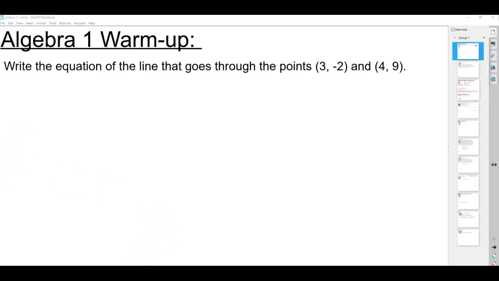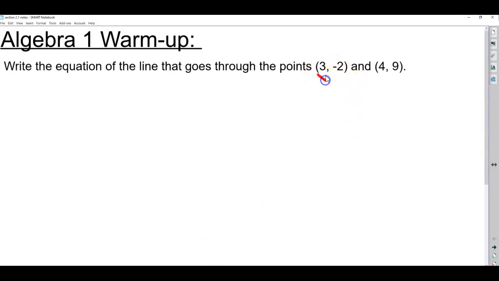Okay, so we've got the Algebra One warm up. Write the equation of a line that goes through the 2 points. Well, to do that, I need to know the slope. And to find the slope, we're going to do rise over run, which is really just the change in y's over change in x's.